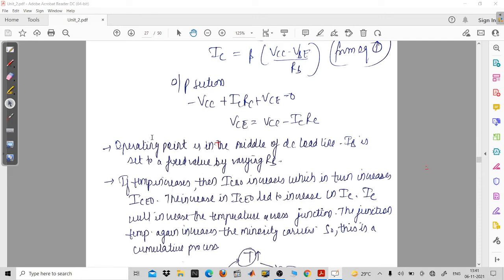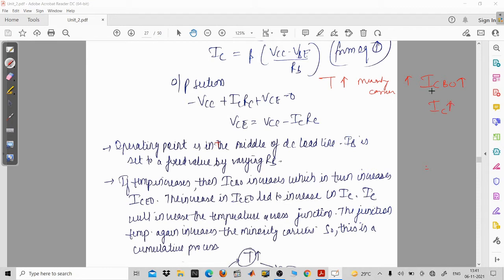But the problem is of the temperature again. So what is going to happen? When the temperature increases, what will increase? Your minority charge carriers will increase. Then when the minority carriers increase, it means that the ICBO increases. Now you can see from the equation, when ICBO increases, the collector current is going to increase.